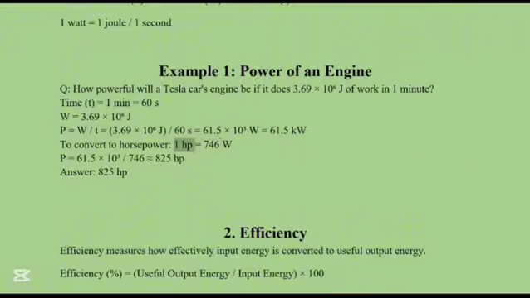Now if we want to convert these kilowatts into horsepower, you must always remember that 1 horsepower is equal to 746 watts. So our value, which is 61.5 kilowatts, will be multiplied by 10^3 and divided by 746. That results in 825 horsepower.